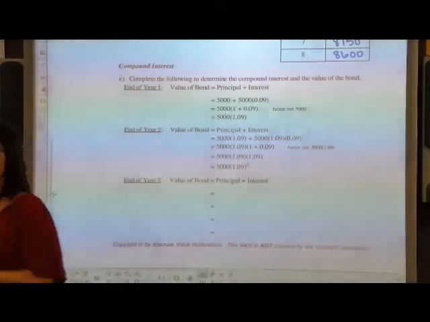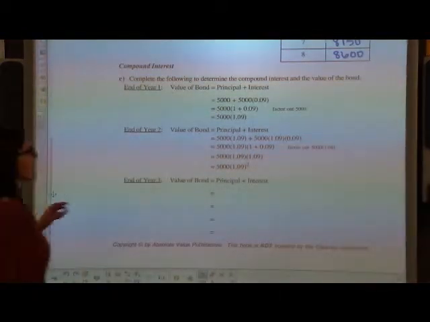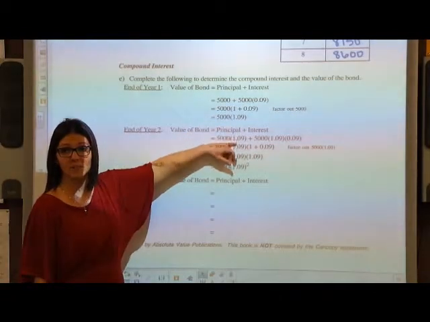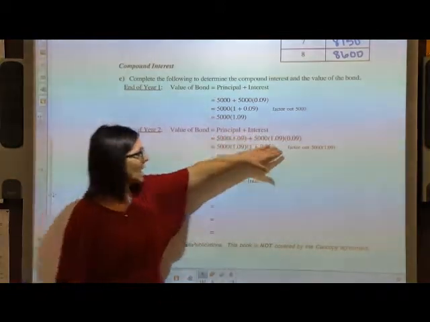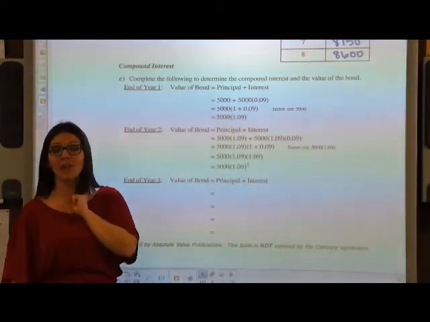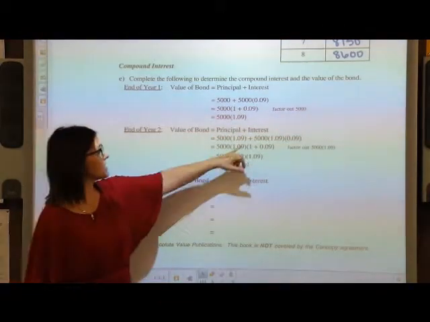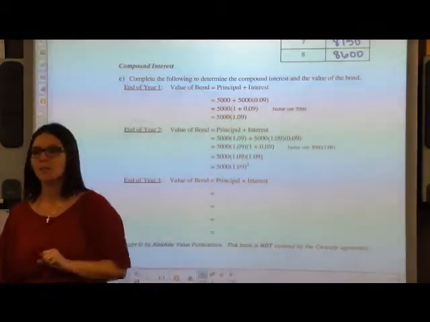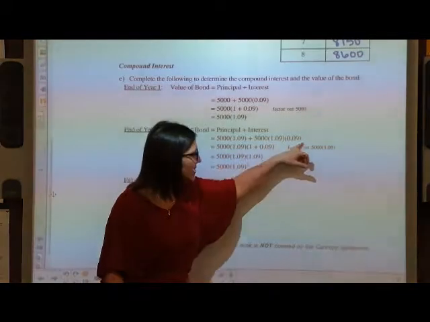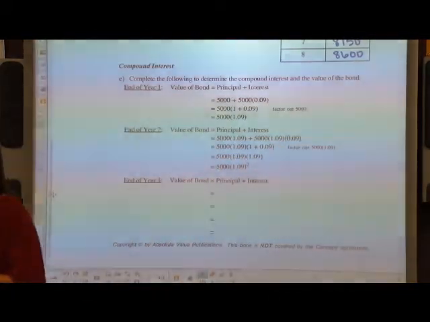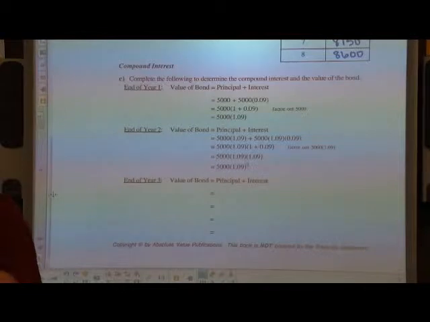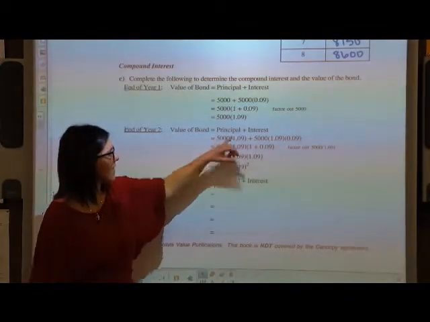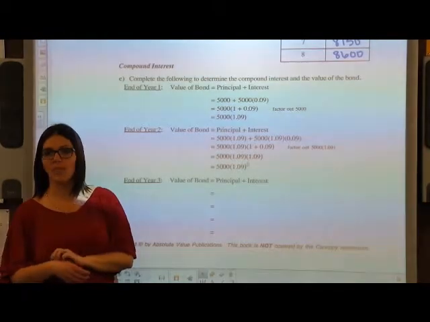Then in the second year, I take the value or the principal at the end of the first, which was my 5,000 times 1.09, and I add that to the interest. The interest that I would earn is that principal amount, the 5,000 times 1.09, times the interest for that year of 0.09, or my 9%.